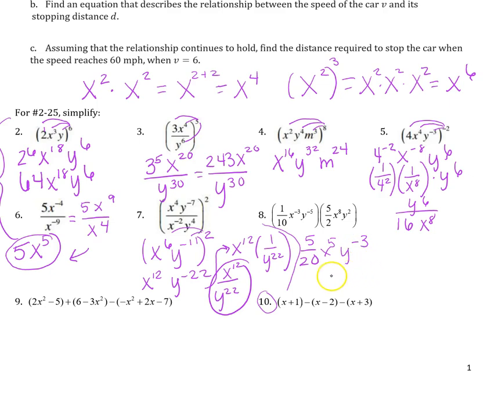Okay, I'm going to simplify. 5 over 20 goes to 1/4. x to the 5th remains the same, and y to the negative 3 becomes 1 over y cubed. So put it all together. It looks like I got x to the 5th divided by 4y to the 3rd. Final answer.